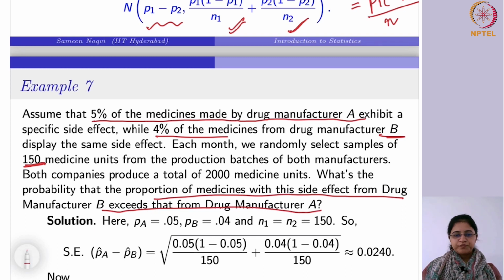What is the proportion? Let us see. This is the proportion corresponding to the first one, and this one corresponds to the second one. N1 and N2 are the same. This is N.